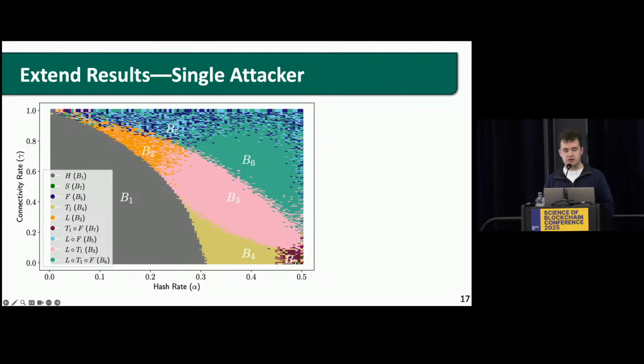To make sense of the results, I first want to touch on a couple of key parameters. We denote a selfish miner's mining power as alpha. And in line with previous works, we denote the connectivity rate by gamma. This represents the percentage of honest miners who receive the selfish miner's branch first during a fork.